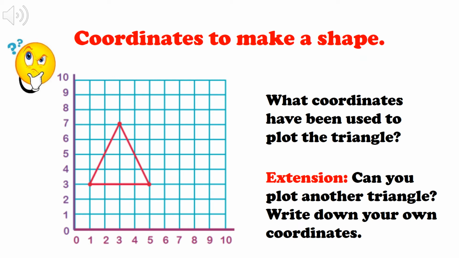So we're just going to look at another example of coordinates that make a shape. I want you to look at the triangle on the screen in front of you, and I want you to identify what coordinates have been used to plot the triangle. Once you've done that and you've written those coordinates into your book, I want some of you to try the extension. Can you plot another triangle and write down the coordinates that you've used? Maybe you could plot a right angle triangle or a scalene triangle. Try and do a different type of triangle.